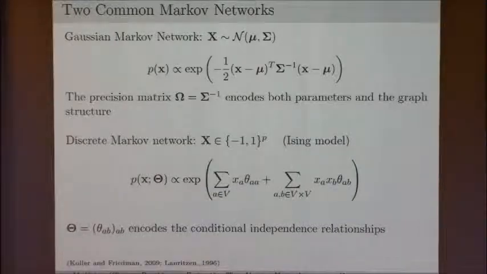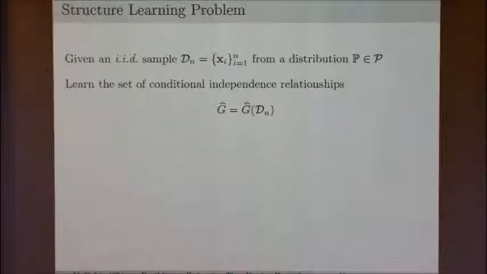And similarly for the discrete networks, again, the model is parameterized by the first two moments, and if theta_AB is equal to 0, that means that nodes A and B are conditionally independent. So the task that we have in front of ourselves is, can we learn the structure of a graph given IID data? And this has been studied a lot in the past 7 years, say, in the high-dimensional context at least.